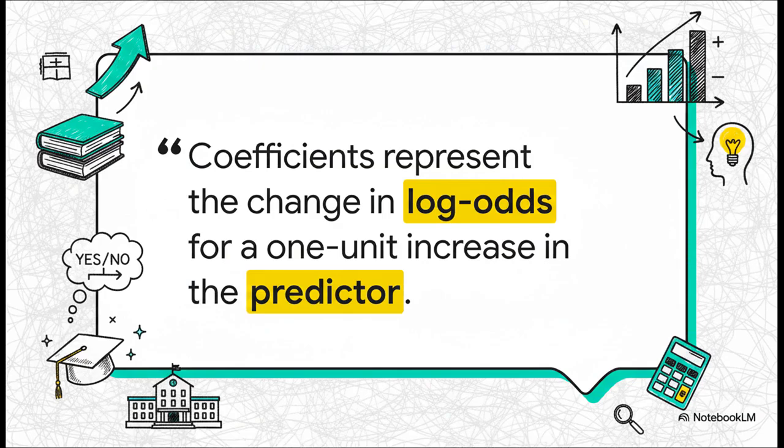And this is absolutely crucial. When you see that 0.80 for GPA, it does not mean your probability goes up by 80%. What it actually means is that for every 1 point increase in GPA, the log odds of getting in go up by 0.80, which is pretty confusing, right? What even is a log odd?